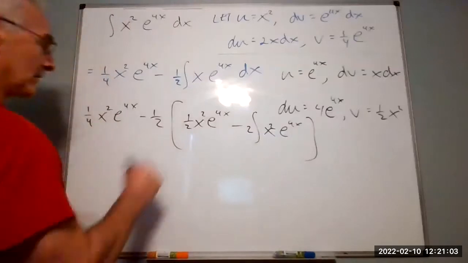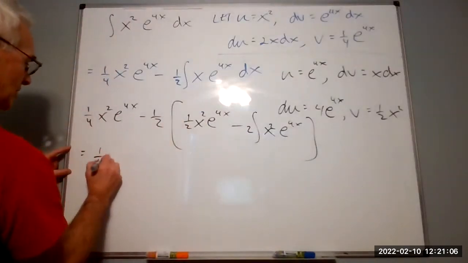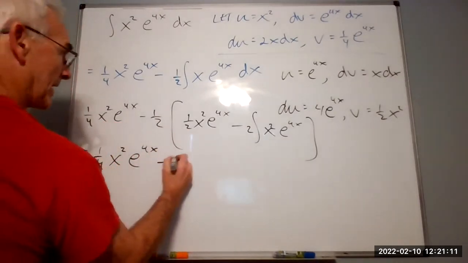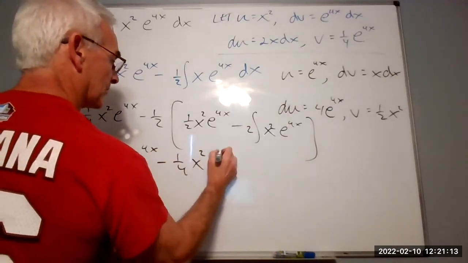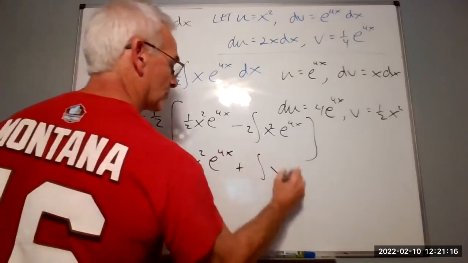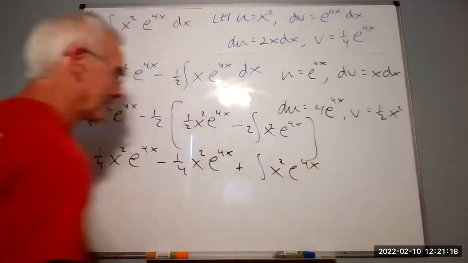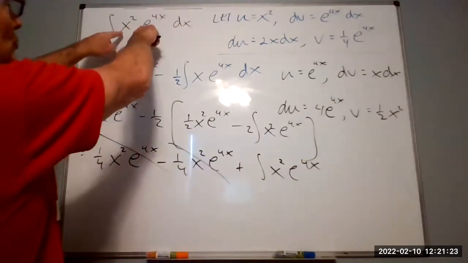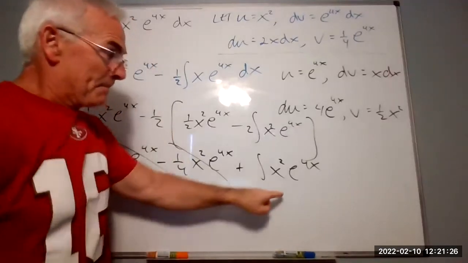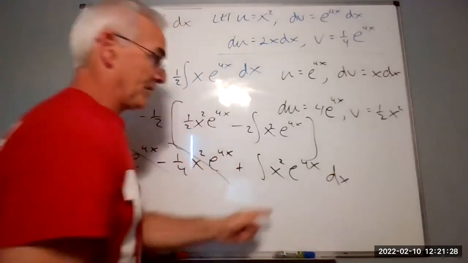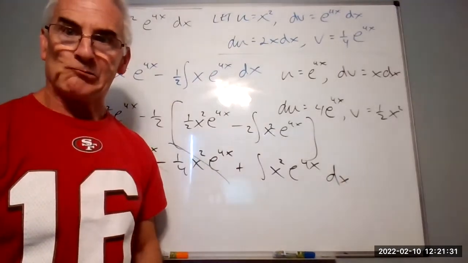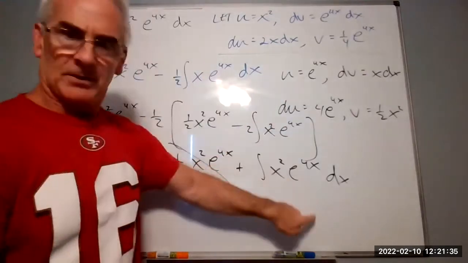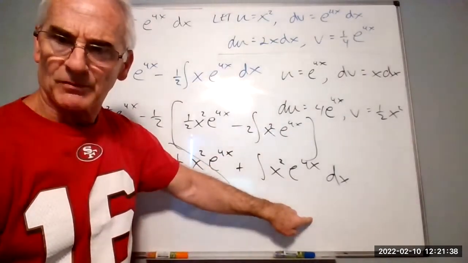All right. Now let's go ahead and distribute. And you're going to notice something really cool happen right about now. Okay. Minus 1/4 x squared e to the 4x plus the integral of x squared e to the 4x. Great. Oh, look at these guys. They cancel. Awesome. So I've got the integral of x squared e to the 4x equals the integral of x squared e to the 4x. I just filled up a page of writing and I now have the original integral equal to itself.